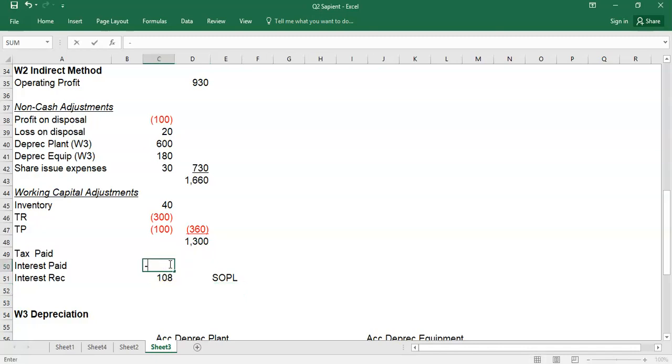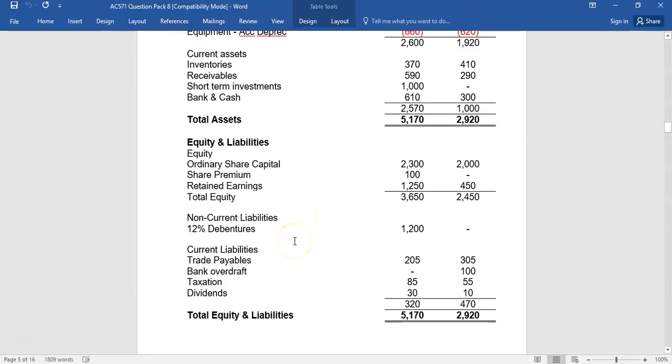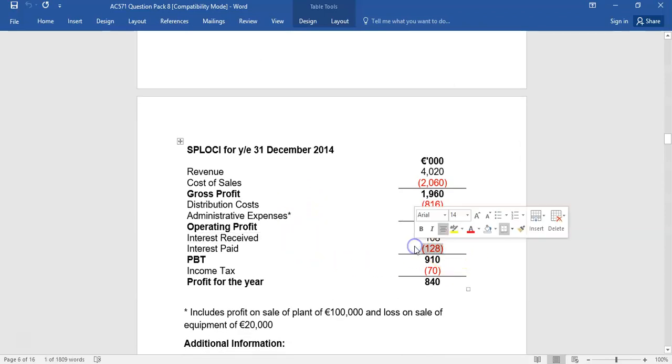The same with interest paid. There's no outstanding balances at the year end. You have no interest accrued. So that means whatever you incurred during the year, the 128, is what you paid. So it would have been credit bank, debit the P&L. There's no accrual at the year end.